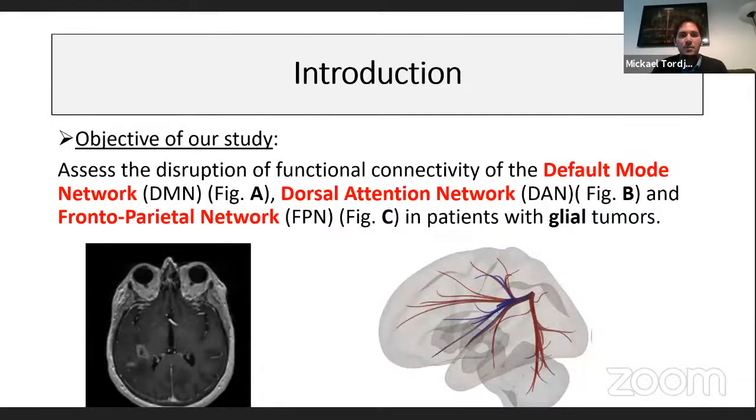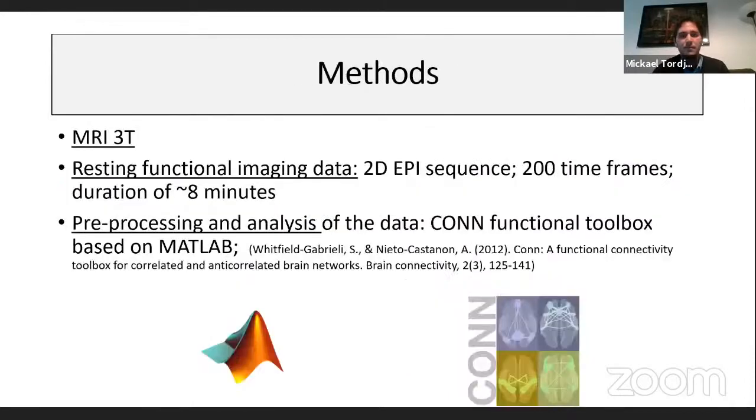In our study, our objective was to assess the disruption of the functional connectivity of the default mode network, but also two other networks, the dorsal attention network and the frontoparietal network, in patients with glial tumors. To perform this study, we used a 3T MRI, and we recorded resting state imaging using a 2D EPI sequence. It had a duration of about 8 minutes.